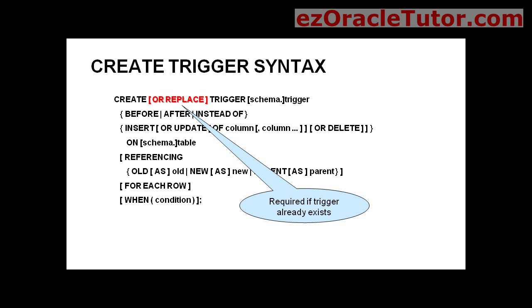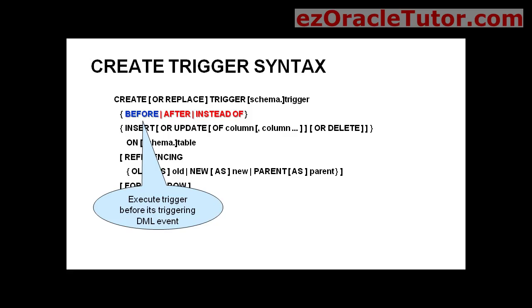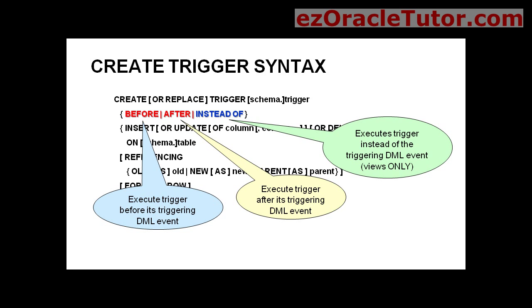So, create trigger syntax again, or replace. You don't change the code, you simply take the code and replace it. If it doesn't exist, you add it. And as you can see, we have various pieces of syntax. This means execute the trigger before an event occurs, after it occurs, or instead of.